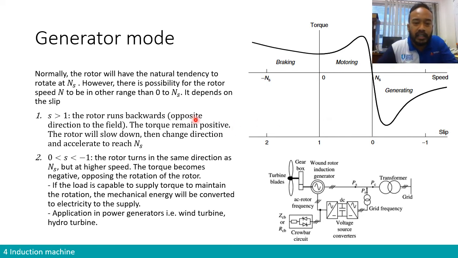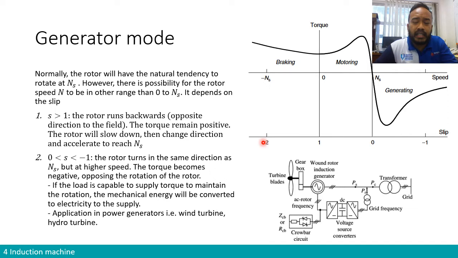So let's look into the details of these other modes other than motoring. First one, let's imagine S larger than 1. So S, or slip, larger than 1 means we are going into this side of the curve. Okay, this side of the curve.